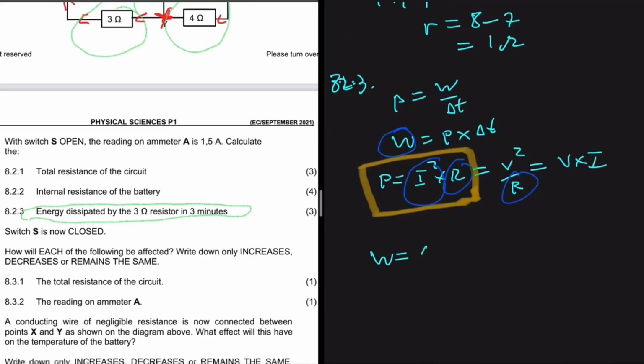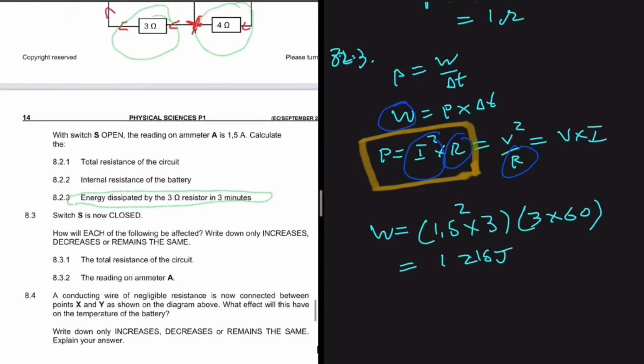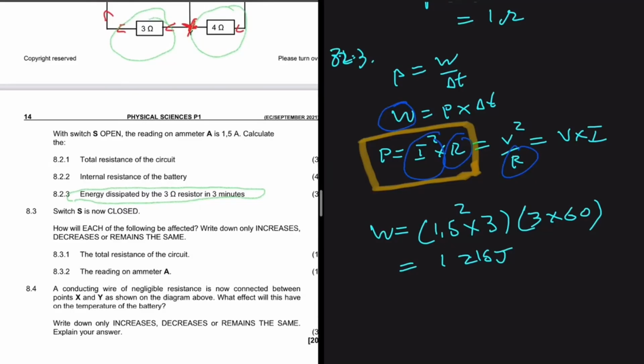Now the work is going to be equal to the power. In place of the power, we're going to have 1.5 for the current, squared, multiplied by the resistance, which is 3, multiplied by the change in time, 3 minutes. But we know in physics we talk about seconds, not minutes, so we're going to have 3 multiplied by 60. There are 60 seconds in a minute, and if you punch that in your calculator, you're going to get 1215 joules, and that is the energy dissipated on that 3 ohm resistor.